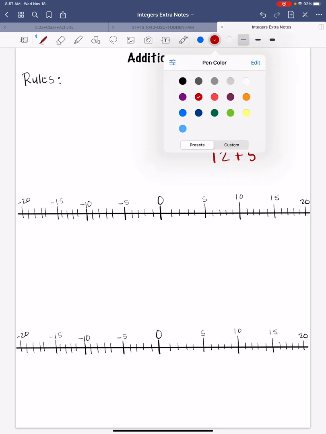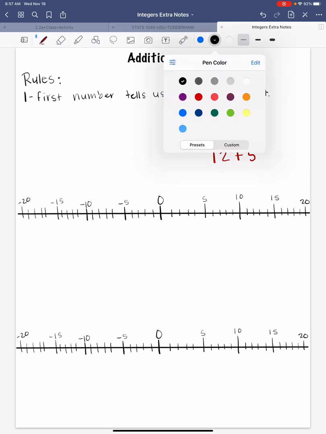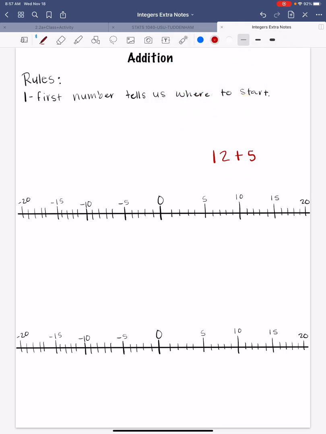And remember on the rules or the steps, whatever you want to call them, the first one is that the first number tells us where to start. Okay, so the first number is 12, and we're going to find 12 on our number line. There's 10, 11, there's 12, and that tells us where to start.